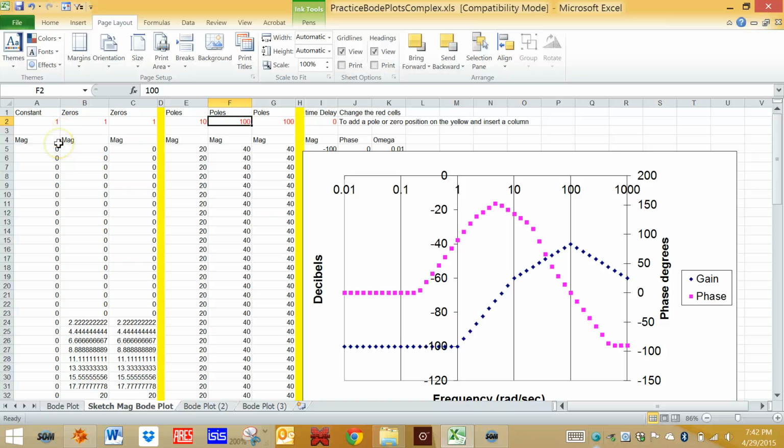Every time you pass a 0, you will get a change in slope. Whenever you pass a 0, the slope will become more positive. Every 0 that you pass, you will get an extra 20 on the slope. And the slope is in decibels, not regular amplitude, so you have to be able to convert to decibels.